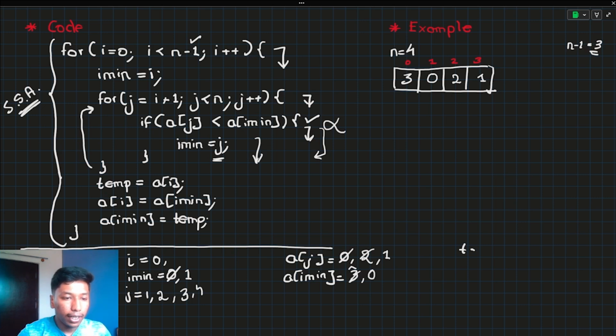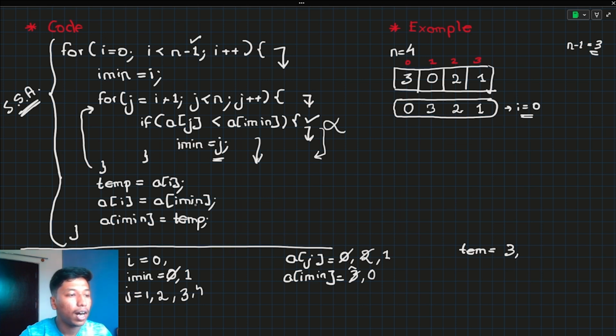Now we'll start swapping. Temp is equal to a of I. What is the value of I? 0. A of I is 3. Next we'll change the value of a of I to a of I min. I min is now 1, and a of I min is 0. So we'll change the value 3 to 0. Next a of I min gets temp, which is 3, so the value 0 at that position is changed to 3. This is what we get in the first pass, when I is equal to 0. After this, we'll return back to the outer for loop.